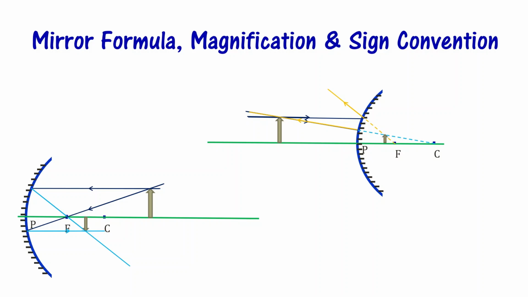In this video, let us discuss mirror formula, magnification and sign convention. Let's say we have concave mirrors and convex mirrors, right? These are spherical mirrors. If you give an object, these mirrors generate its image.